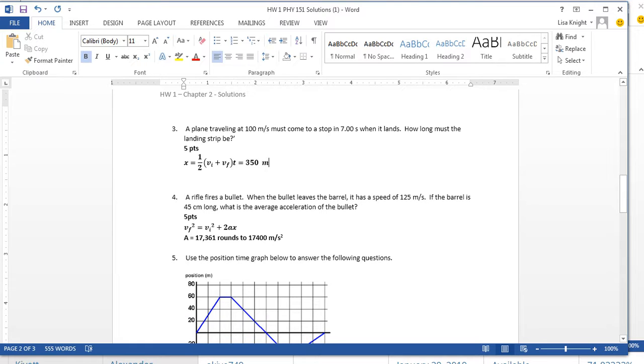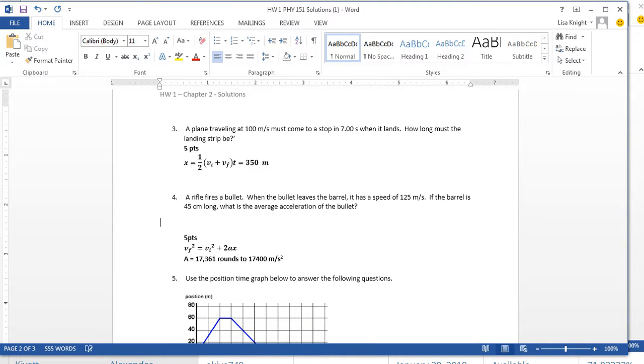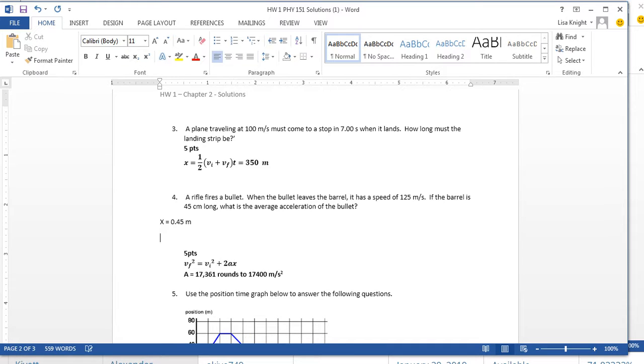A rifle fires a bullet, and when it leaves the barrel, it has 125 meters per second, and the barrel is 45 centimeters long. So when we make a list of what we know, and this is how you should always start out these problems, I know that it leaves the barrel at 125 meters per second, and I know that it traveled 45 centimeters before it did that. So x is 0.45 meters. So I have to put that in as meters, right? Because everything has to be in standard units.